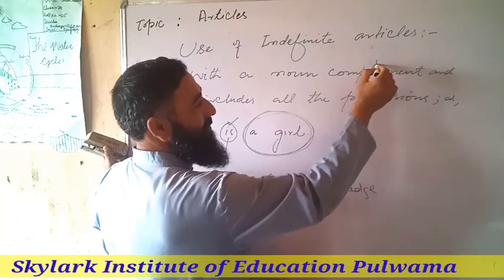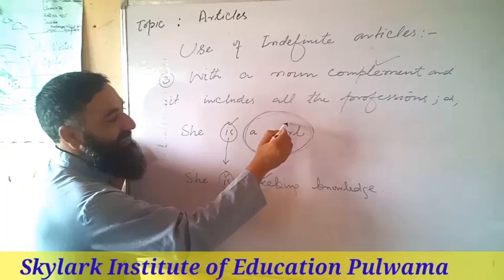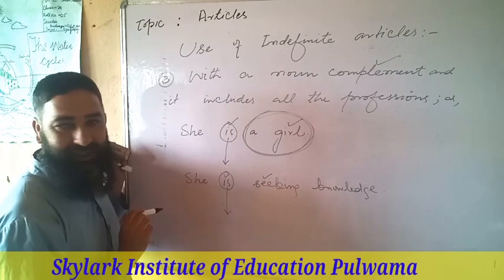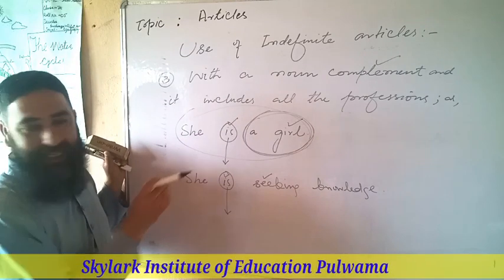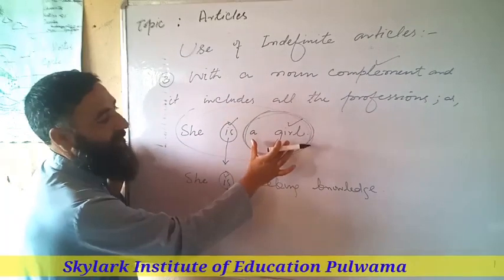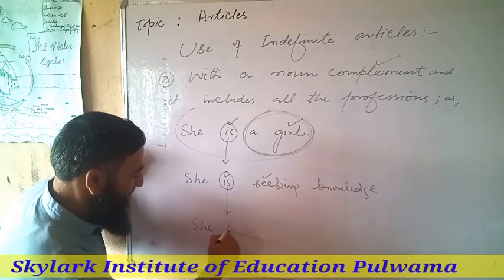Complement means that which makes something complete. So this word "girl" makes this whole sentence complete. It completes its meaning. So this is called a noun complement. See, she is honest.